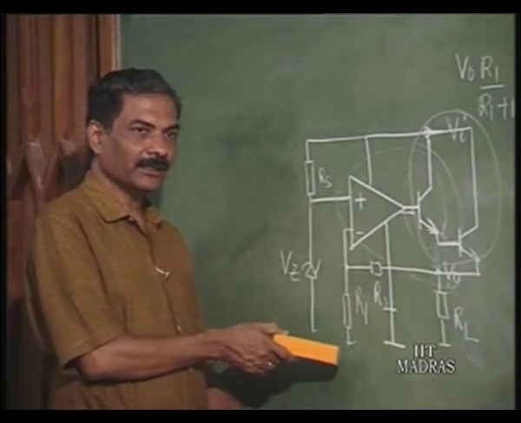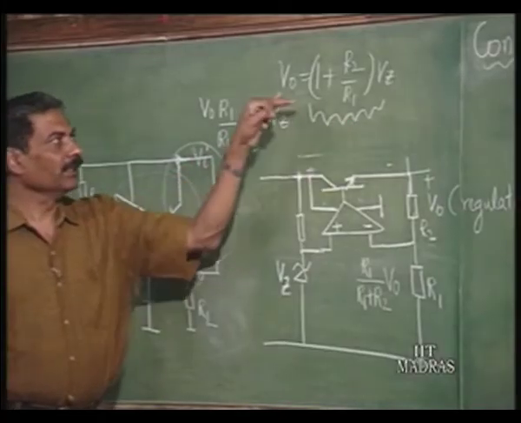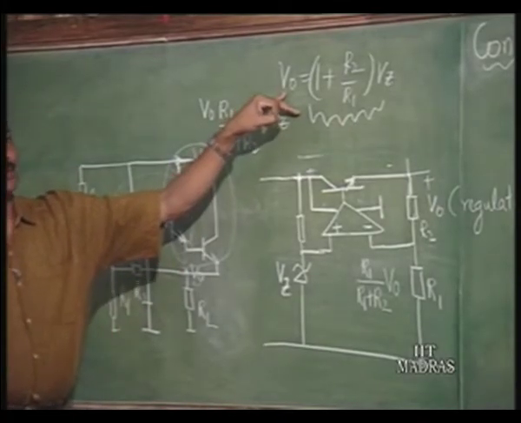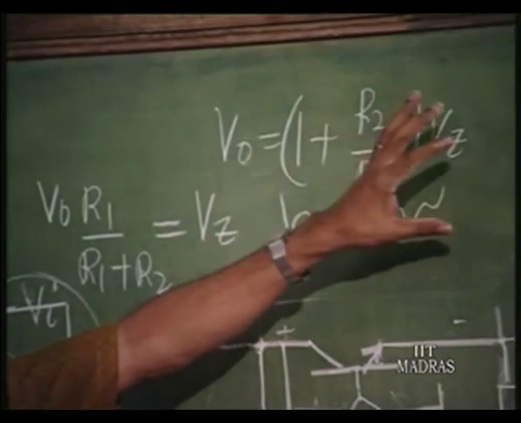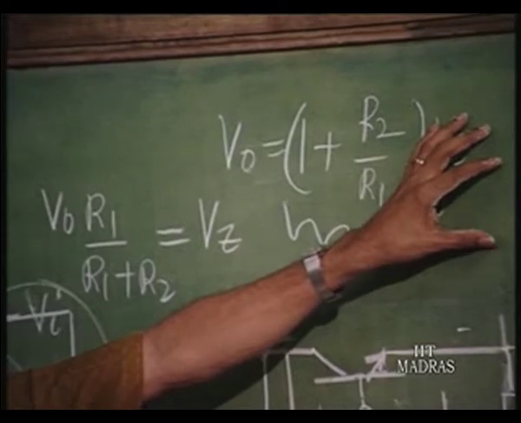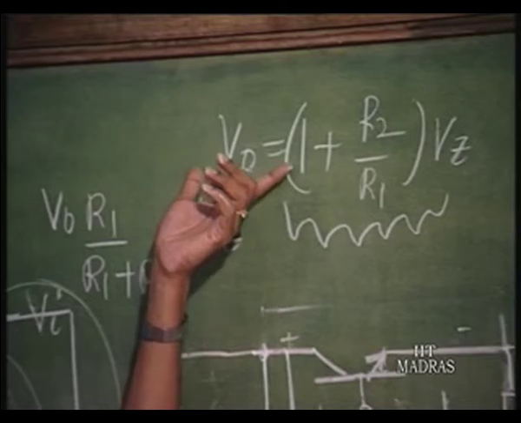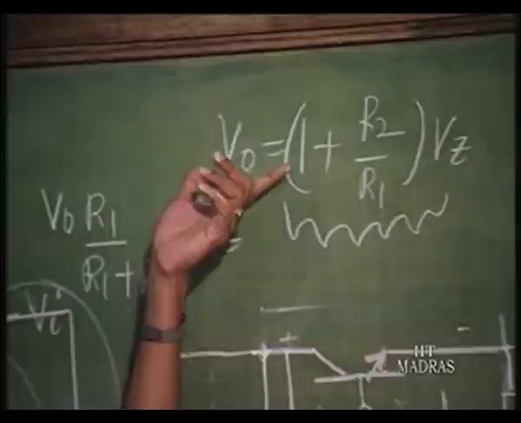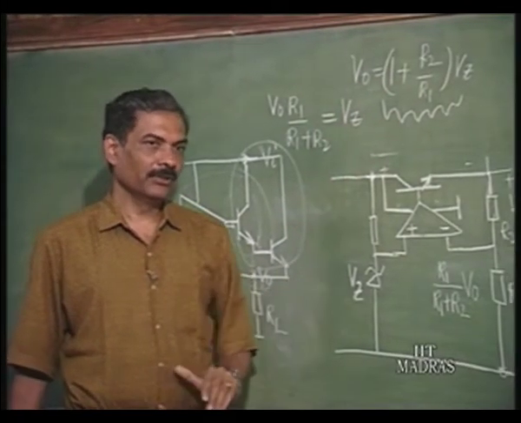is going to be flexible here, because if V z is given, you can find out 1 plus R 2 over R 1 to suit your application. Let us say V z is 5 volts and V naught you want is 10 volts, then this has to be a factor of 2. So, if V z is given to you, then you can always find out 1 plus R 2 over R 1 required for obtaining the desired output voltage, as the constant output voltage. It is fairly independent of input variations.